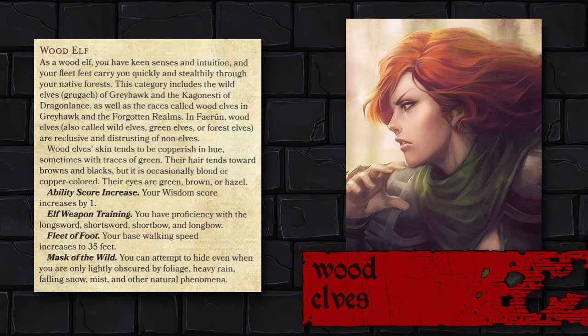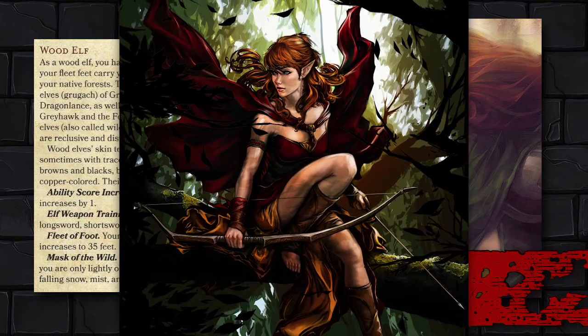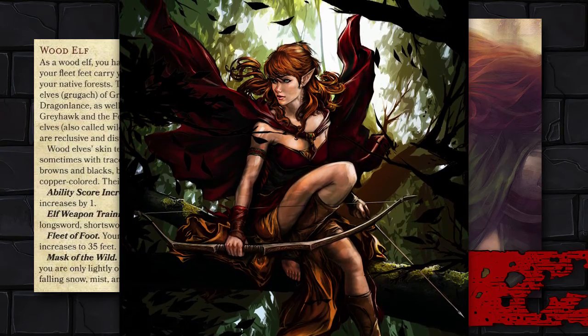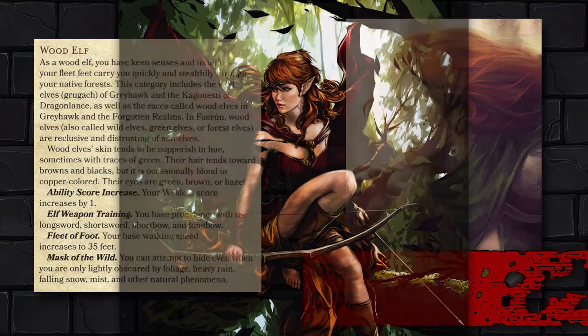Elf weapon training, same thing like the High Elves. Fleet of foot is the next uncommon thing, and it's actually unique for the Wood Elves. They are the most nimble and the fastest of all these standard races, so their walking speed is increased to 35 feet instead of just 30. And then Mask of the Wild.